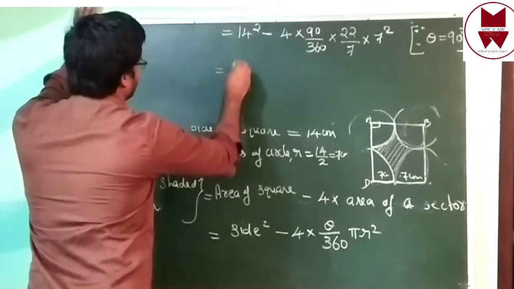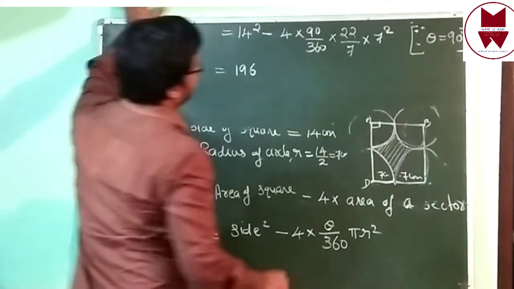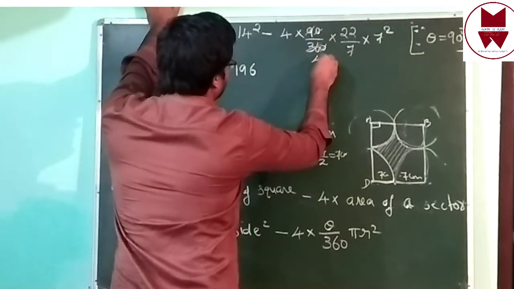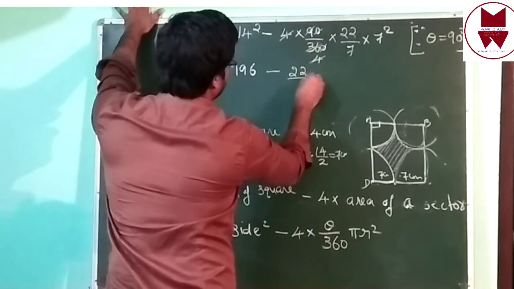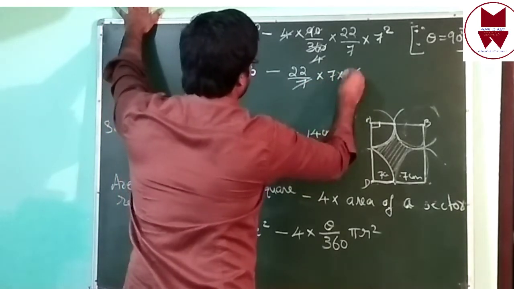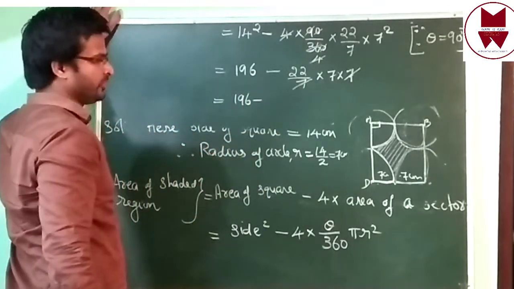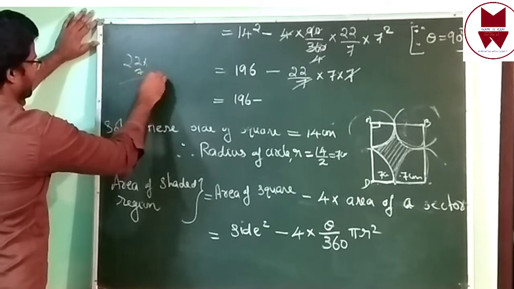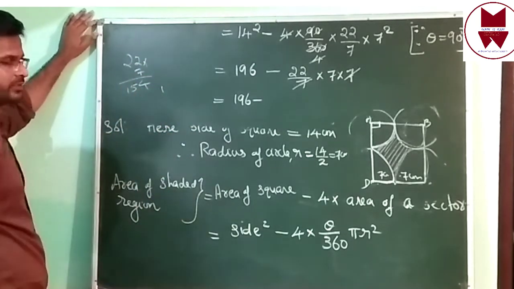14 into 14, if you do, you will get 196. Then 0 and 0 cancel. 9 and 36, 4 times. Then 4 and 4 cancel. Then remaining 22 by 7 into 7 square, that is 7 into 7. 7 cancel. Then 196 minus 22 into 7. 22 into 7: 14, remainder 1, 14, 15, 154.